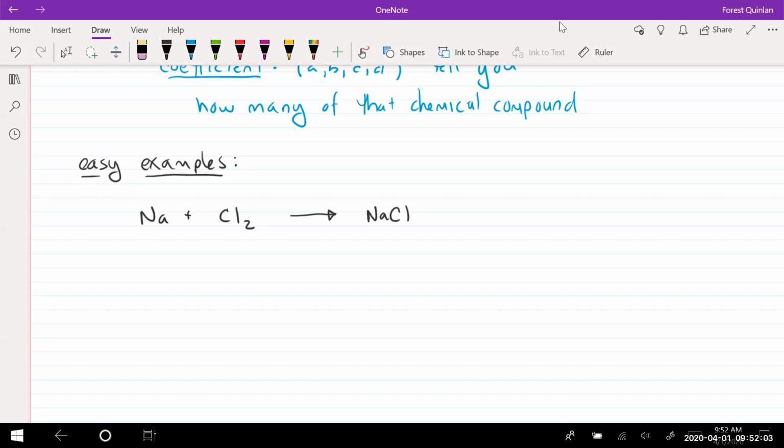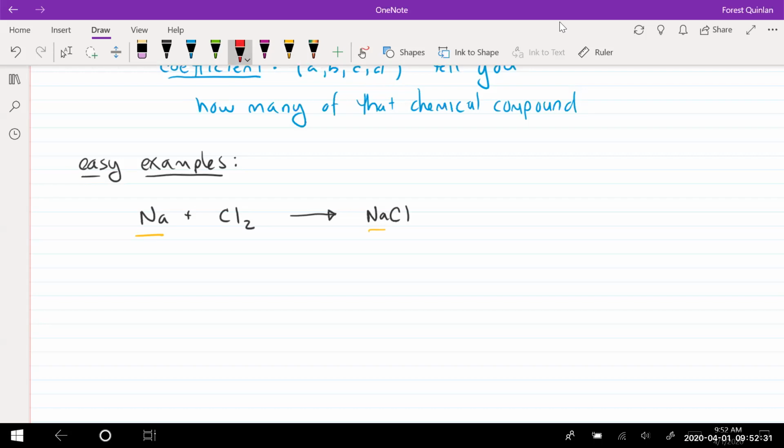Now, what I would like us to do is to balance this. And what I mean is that whatever atoms are on the left better also show up on the right, okay? What goes in must come out. So we can see here on the left that we have 1 sodium, and on the right we have 1 sodium. So far, everything looks good. I'll go ahead and leave that there.